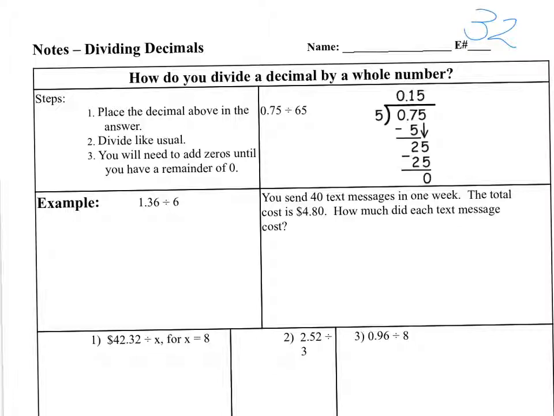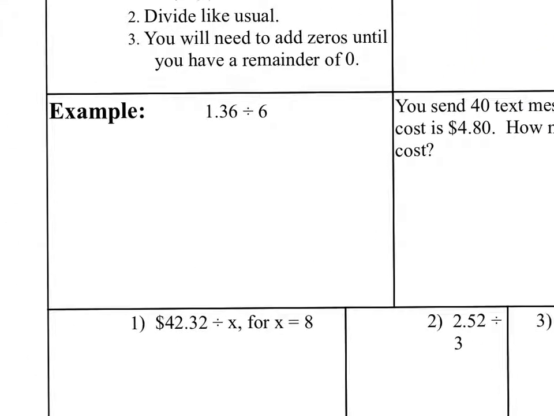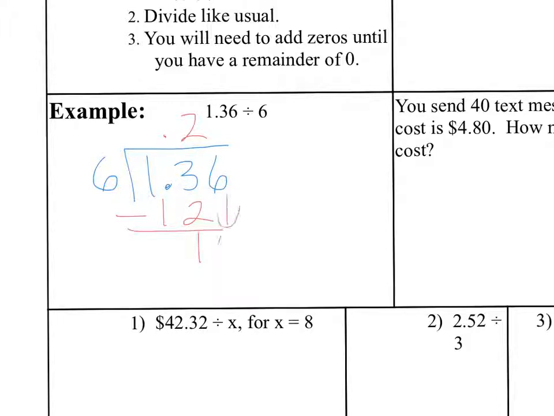So the first example, 1 and 36 hundredths divided by 6. I'm going to put the first number as the dividend in the box. I'm going to put the decimal straight up into the quotient and then divide like usual. 6 into 13 gives me 2. 2 times 6 is 12. 1 left over, bring down your 6.